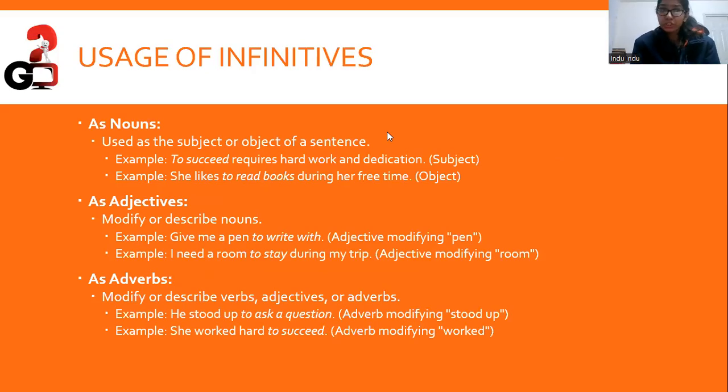Now we will talk about the usage of the infinitives as nouns, as adjectives, and as adverbs, as we discussed. So when used as nouns, they're used as subject or object of a sentence, right? To succeed requires hard work and dedication. Here, to plus the base form of the verb, to succeed is the subject of the sentence. To succeed requires hard work and dedication. When it is used as a noun, it can also be the object of the sentence. So in the first sentence, to succeed is the noun here, right? It is the subject and the noun.